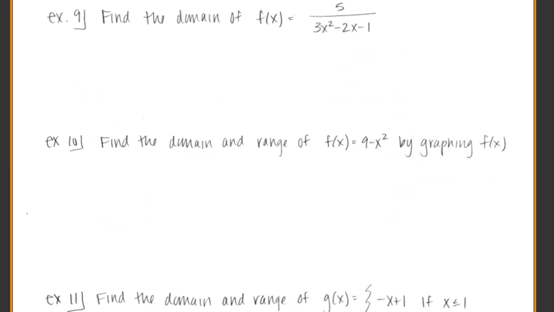Okay, so for example 9, we want to find the domain of this function, and look, we have variables in the denominator. So right away I think, alright, 3x squared minus 2x minus 1 cannot equal 0. So how do I finish solving this one out? Well, this one's quadratic. The one up there in example 7 was linear, so we just got x by itself. How do I do a quadratic?